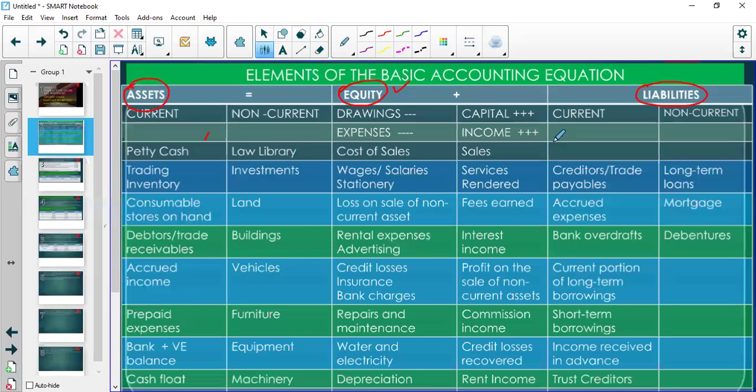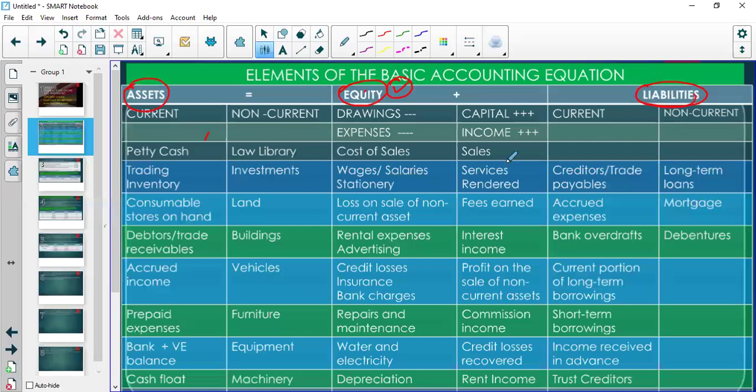Okay, so we look at the assets that we have. Then we need to know where we got the money to acquire those assets. Then we remember that that money was either provided by the owners of the company, which is equity, or if it's not the owners, then it's third parties who have a claim on the assets of the entity, which is the liabilities.